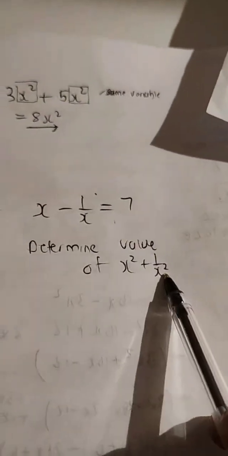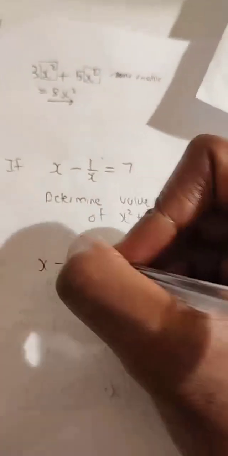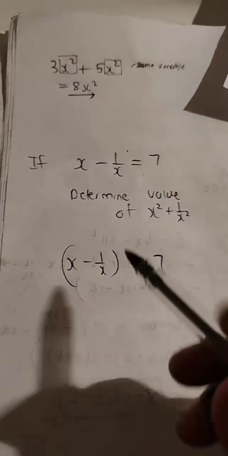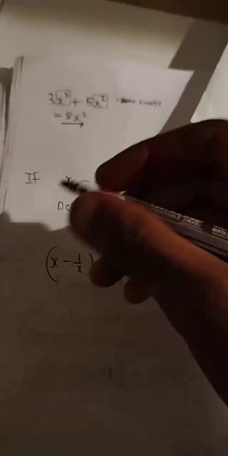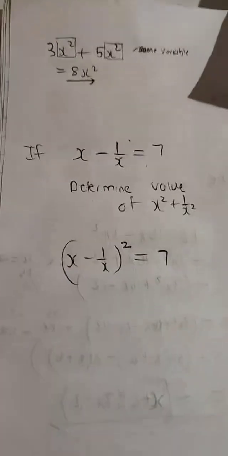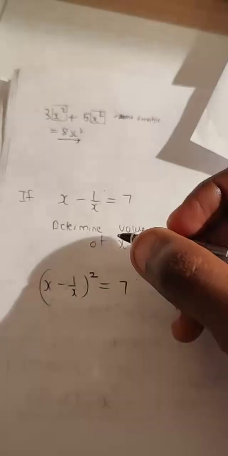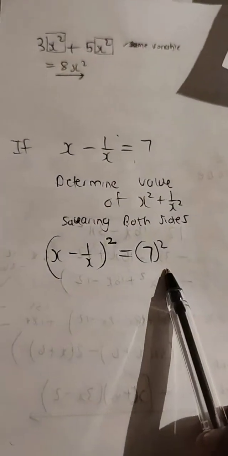So x minus 1 over x is equal to 7. They're saying if that is the case, if this is true, determine the value of that. So let's take this x minus 1 over x is equal to 7. Let's put a bracket around x minus 1 over x and put a square here. But remember with equations, what I'm doing is squaring both sides. What I do on the left, I do on the right.